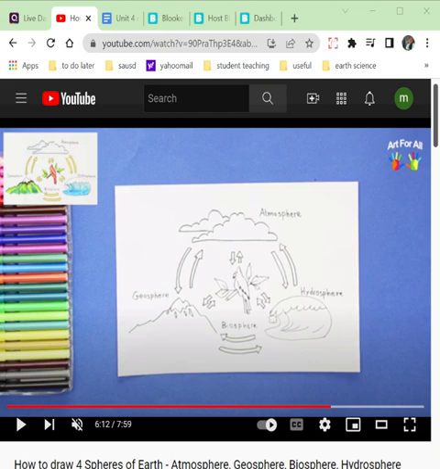So far we have 1, 2, 3, kind of 4. Biosphere I put down here. Okay, so biosphere is everything that's living. That's what's in the center. Live. So examples would be plants, animals, insects, humans.